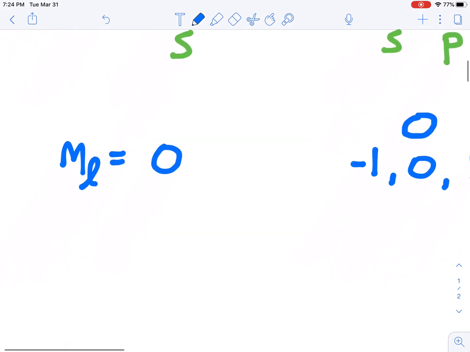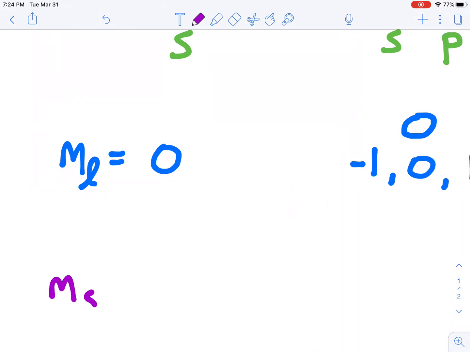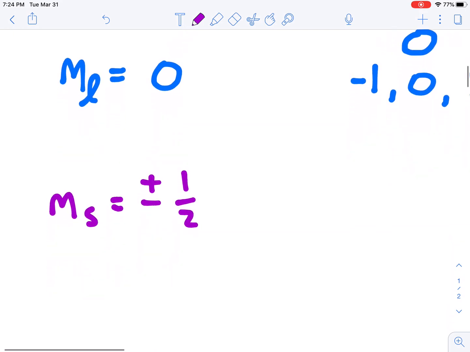And then M sub S for each one of these is going to be plus or minus 1/2. And it turns out that plus or minus 1/2 actually represents 2 electrons. Remember how we drew this? We said that positive 1/2 goes up, negative 1/2 goes down. So what that means is that in this one little orbital, we can fit 2 electrons. We can fit one facing up and one facing down.